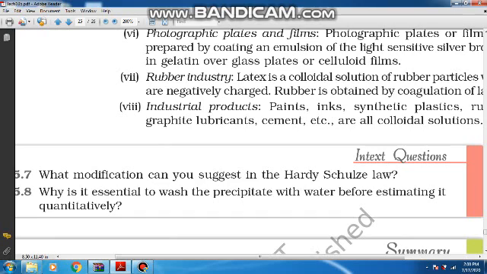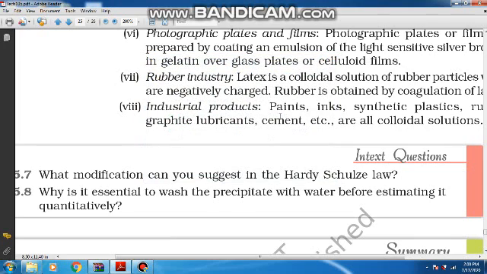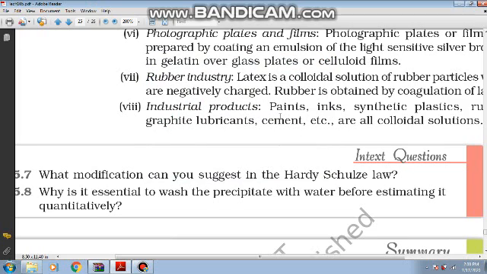The next question goes: why is it essential to wash the precipitate with water before estimating it quantitatively? Quantitatively means we will be drying our precipitate first, and then if we do not wash this precipitate properly, the remaining amounts of electrolytes and the other substances will remain adsorbed onto the precipitate particles, number one. And number two, the remaining amount of electrolytes may disturb the precipitate and break it into smaller particles, which will sieve down through the filter paper, and thereby it will affect the results of the estimation. Therefore, it is very necessary to wash the precipitate.